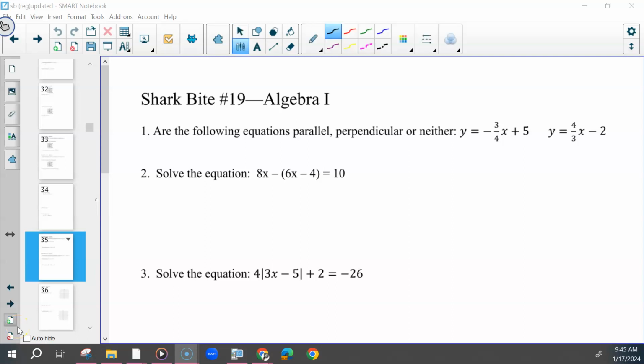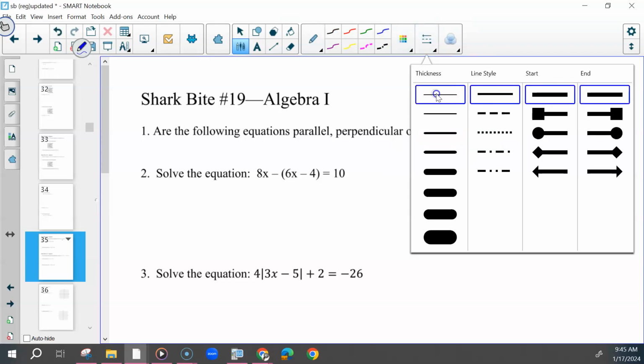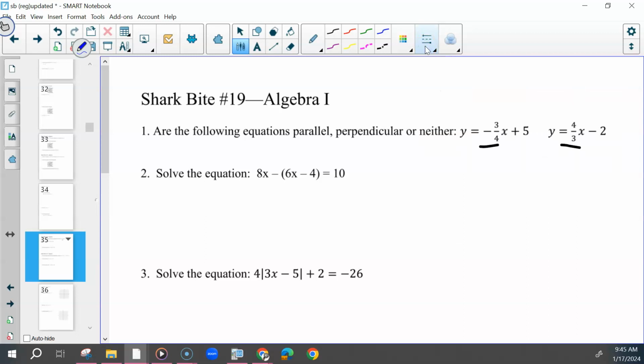So for number 1, you should be able to tell without doing anything if these are parallel, perpendicular, or neutral by looking at the slopes. Because these slopes are different, one is flipped and the other is negative, one is positive, one is negative, that is perpendicular. If they were both negative or both positive, but one was flipped, that would be neither. If they were both the exact same, both negative and the exact same number, that would be parallel. Or both positive for the exact same number.